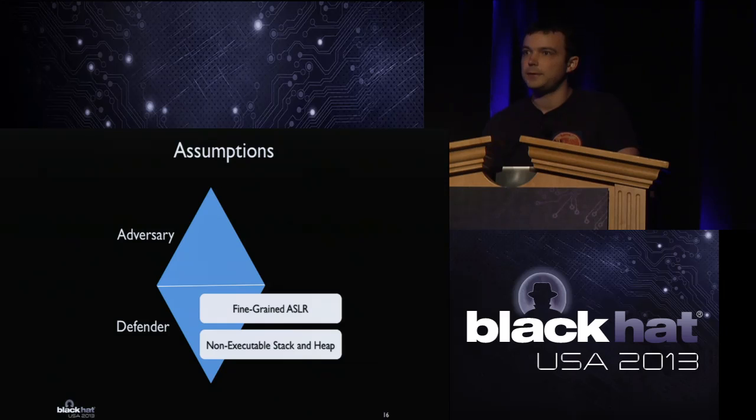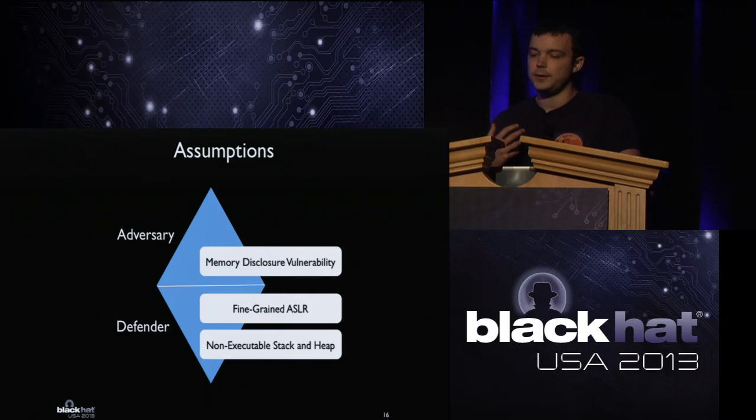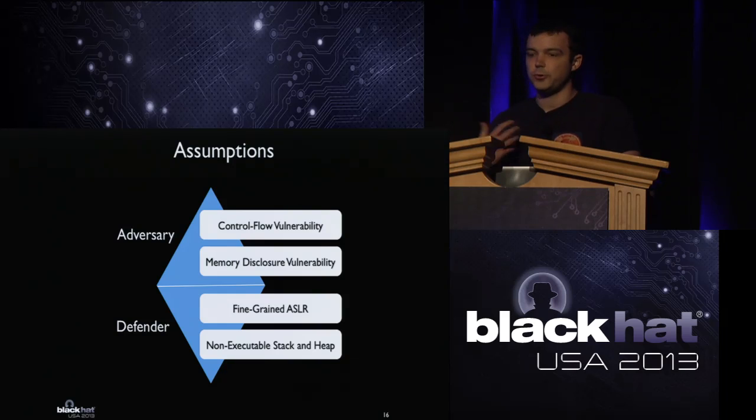On the adversary side, we have similar assumptions to those that are required to defeat standard ASLR. Namely, we do require that there is a memory disclosure vulnerability present that's going to enable us to read the value of an arbitrary address in memory. Second, we also require that there is some control flow vulnerability that's going to allow the adversary to redirect the normal control flow of the program to whatever payload we're able to generate. Now in practice, this control flow and memory disclosure vulnerability are often actually the exact same vulnerability, just exercised in a different way to achieve these two different goals.